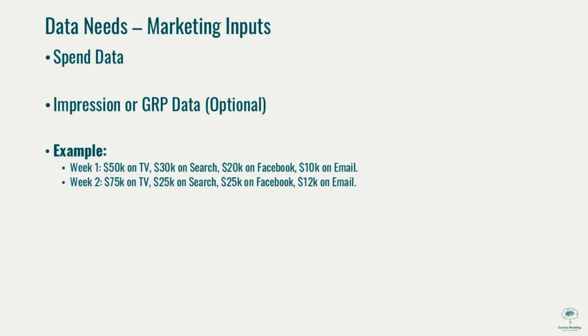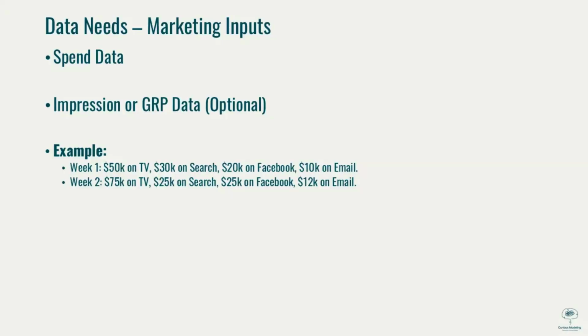Your channels might include TV, radio, print, digital, like search, display, social, video, and email, out of home, like billboards or transit ads, and then influencer campaigns. Then you've got impression or GRP data. This is optional, for channels like TV or YouTube. You might track impressions or gross rating points instead of raw spend. This helps normalize across different media buying markets, where a dollar buys very different exposure levels.